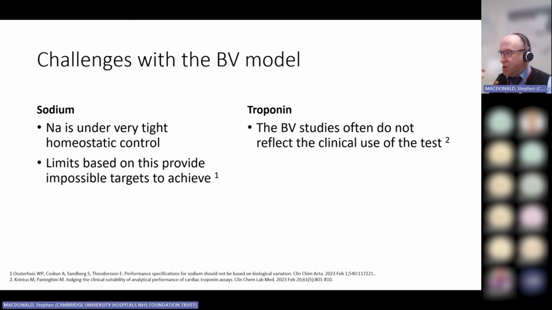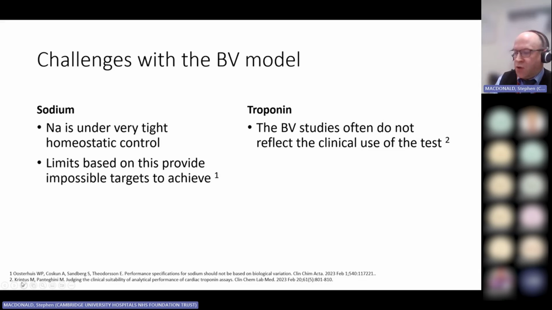But there are challenges. Because some measurands are under very tight homeostatic control, such as sodium, which we all understand, the limits based on this can be very, very tight and very, very difficult to achieve for IVD manufacturers, but also for us in the laboratory. And a really important point is also that the biological variation studies need to be fit for purpose.